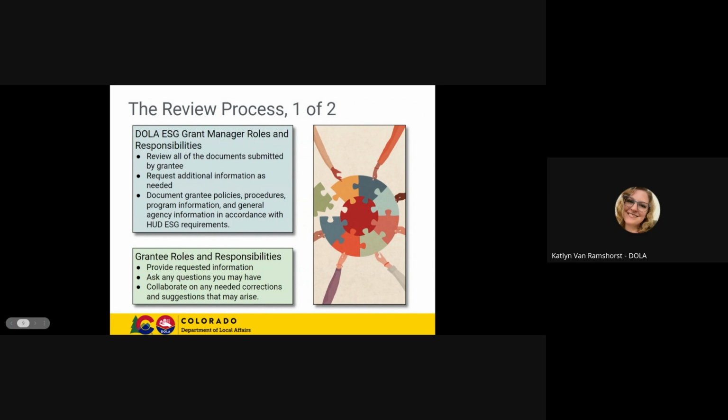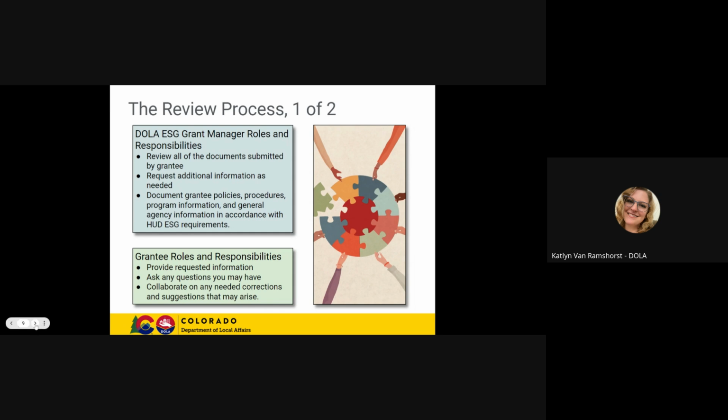Okay, so what does this review process look like overall? Well, like it was stated before, it's a collaborative process, meaning that your agency and a DOLA ESG grant manager will be working together during the review. We each have tasks to complete in order to ensure a smooth monitoring experience, and we recommend that grantees share any questions, concerns, and comments related to DOLA ESG during this process.